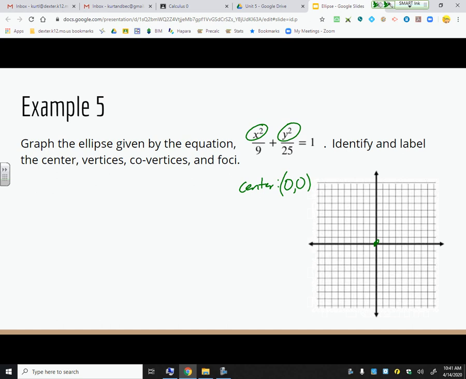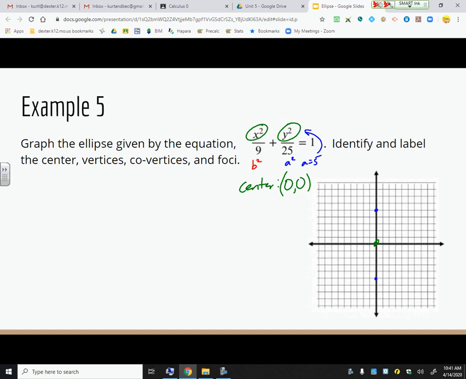Now, from here, I can work it a little bit easier. I remember that A has to be bigger than B, so this guy's probably going to be A, and over here, the 9 is going to be my B squared. Remember, it's squared, but I like to use my shortcut and say this A squared, so A is equal to 5, it's underneath my Y value. So from my center, I just need to go up 1, 2, 3, 4, 5, up the Y-axis, and down 1, 2, 3, 4, 5, down the Y-axis.